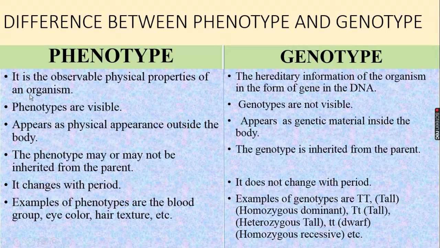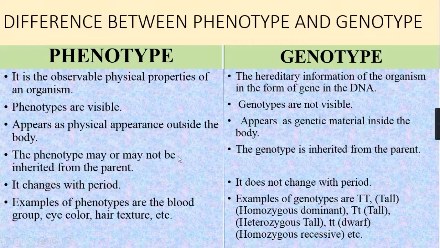Phenotype is the observable physical properties of an organism. Genotype is the hereditary information of the organism in the form of genes in the DNA. Phenotypes are visible. Genotypes are not visible. Phenotype appears as physical appearance outside the body. Genotype appears as genetic material inside the body.